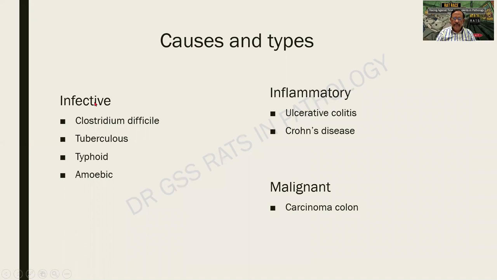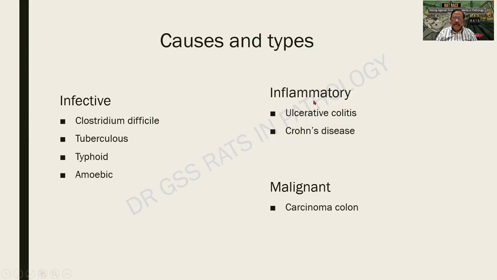One is infective. One cause we have already mentioned, the Clostridium difficile. The others are tuberculosis, typhoid, and amoebic ulcers. These three have specific pathological, morphological, and microscopic features, and hence they will be repeatedly asked as questions.